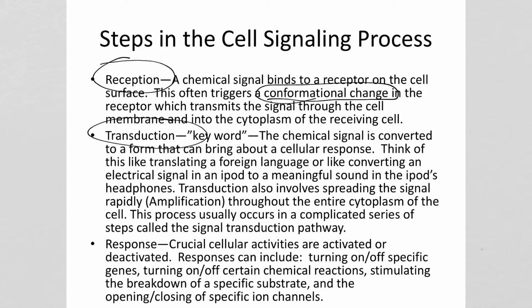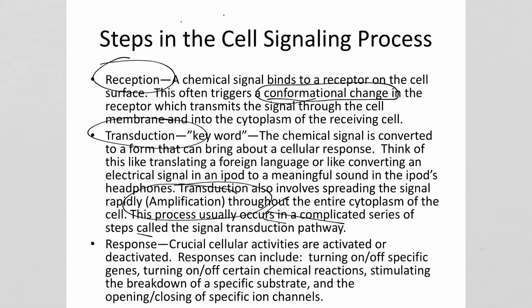This part of the process is often a multi-step process. Sometimes it's called the signal transduction pathway or the phosphorylation cascade. And the reason for the complication and the many steps is that at most of the steps along the process, the signal is being amplified. So by amplification, we mean that the signal is being spread out throughout the entirety of the cell.